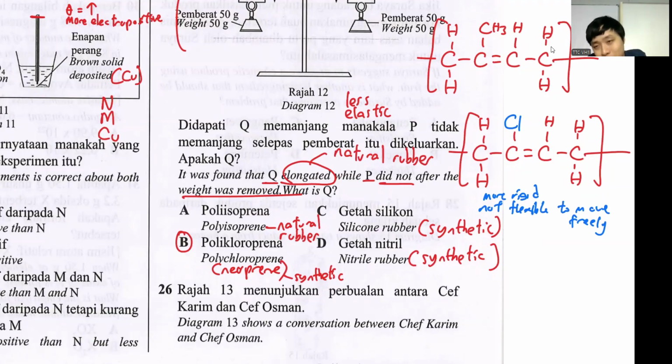So apparently, when you add chlorine, this will happen to the structure. Chlorine makes it less movement in the rubber. That's why it's hard to pull the rubber, making it less elastic. Even though it makes it less elastic, doesn't mean it's a bad rubber. Just that in this case it is less elastic. That's it. So it's B.